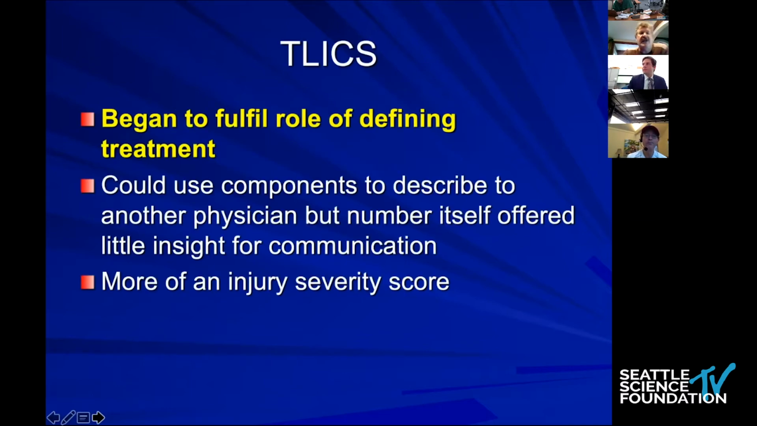So TLICS really began to fulfill the role of defining treatment. So suddenly we could put a number on and say these fractures should be treated surgically and these should not. And we could use each of the components to describe it to the next physician. In other words, if you told a physician, I have a 6, that didn't mean anything. But if you told him you have a flexion distraction injury with clear disruption of the posterior ligamentous complex that's neuro intact, you could use it to describe it. But it was really more of an injury severity score.